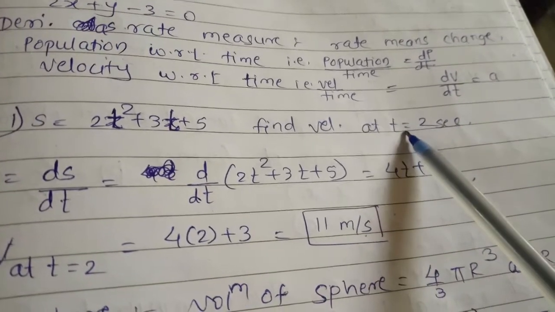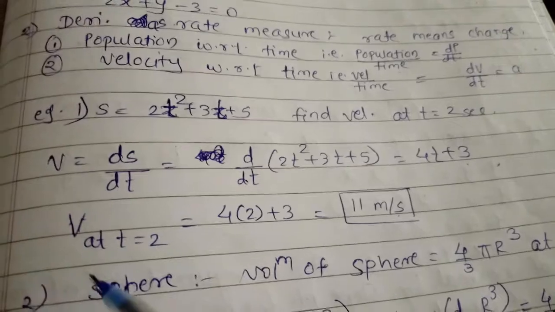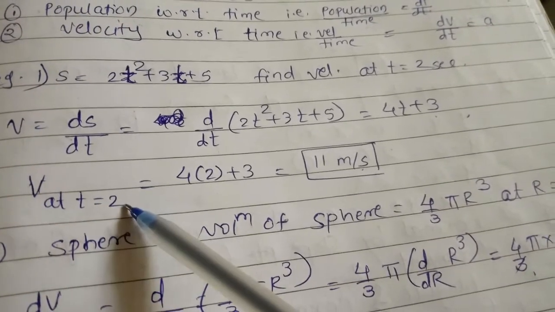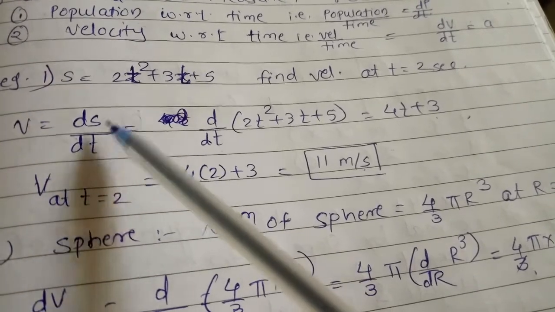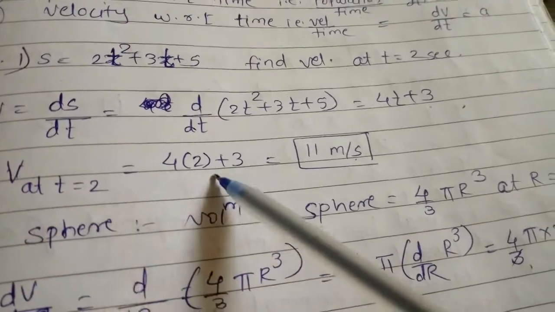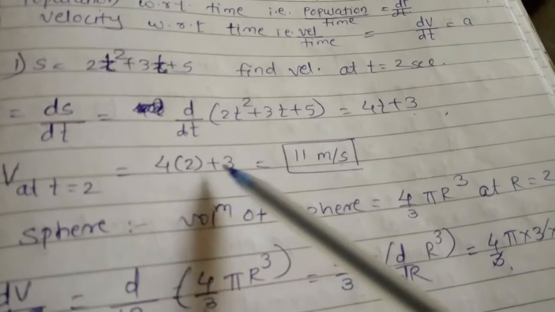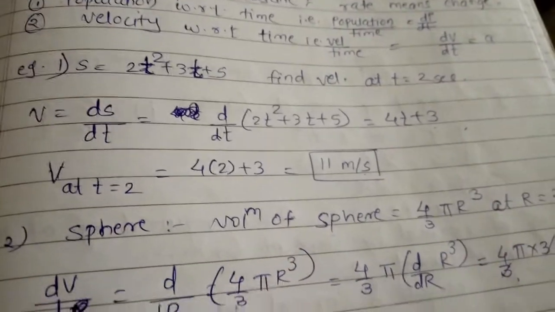And in this example we are given the t, that is 2. So we have to put down the value of t as 2. So v at t is equals to 2, or we can also replace this by ds by dt at t is equals to 2 is equals to 4 into the value of t is 2. 4 2s are 8 plus 3, that is 11.